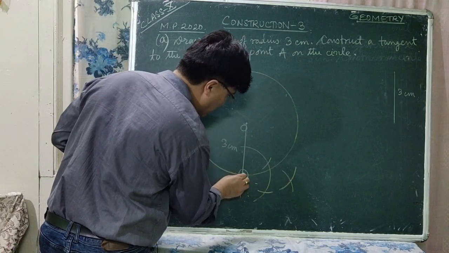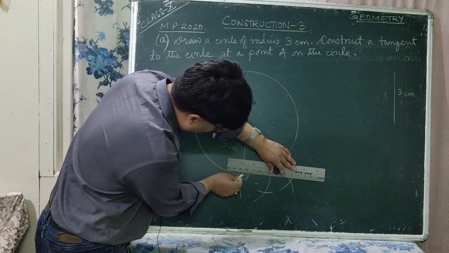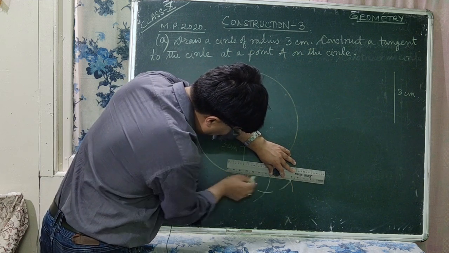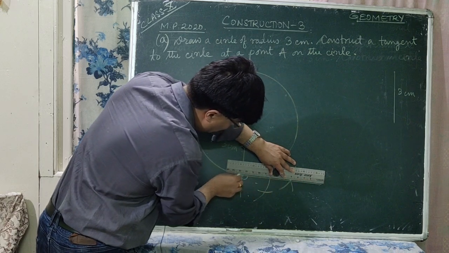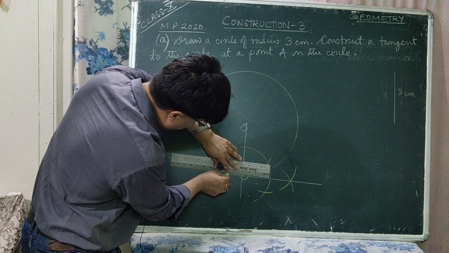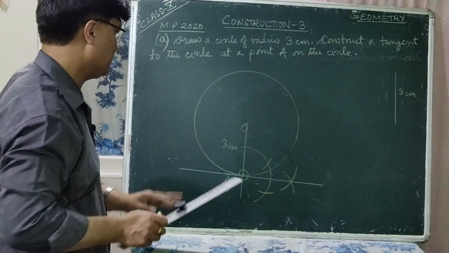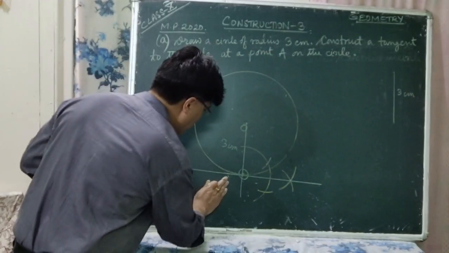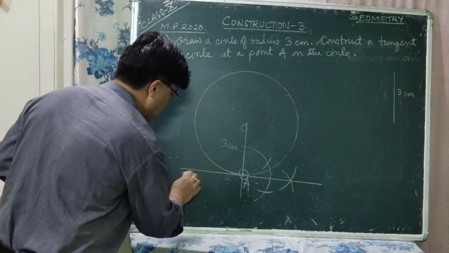Now this point and this point must be joined. So join these two points. So these two points are joined. Is that clear? So this is the point A. Let us write it as PQ.